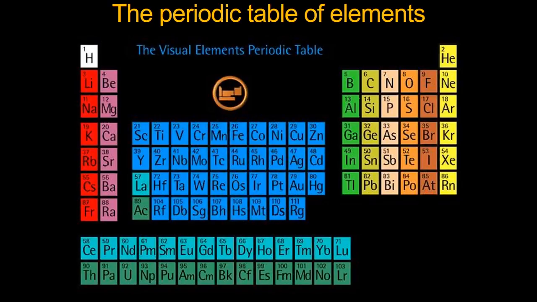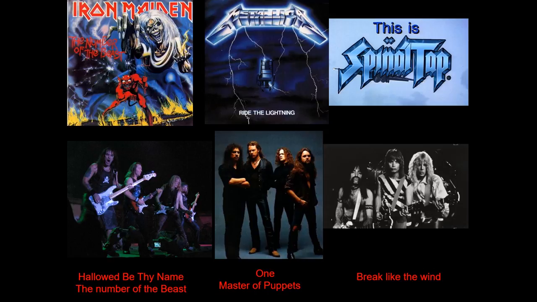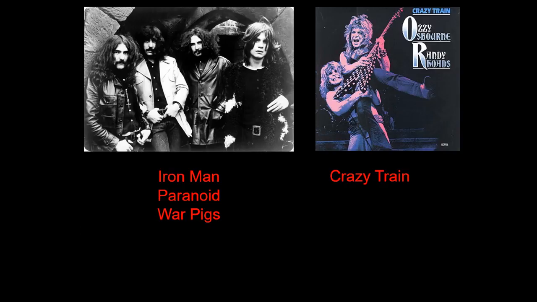And of course, it also made heavy metal possible, like Iron Maiden, Metallica, Spinal Tap. And don't ever forget Ozzy Osbourne and Black Sabbath, although they were pretty good with Ronnie James Dio too.